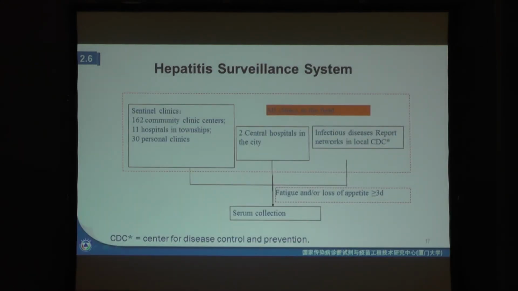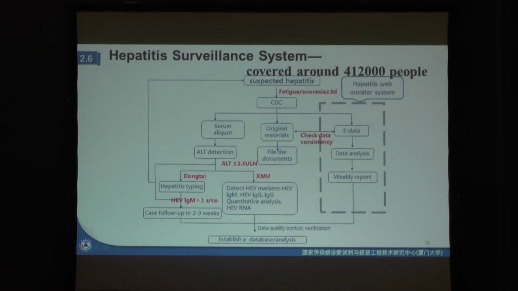And we have set up a sensitive hepatitis surveillance system in Dongtai. We have several Sentinel clinics: 162 community clinic centers, 11 township hospitals, and some 30 personal clinics. We also have 2 central hospitals in Dongtai city. All the doctors in these Sentinel clinics were trained. Villagers who were fatigued or had loss of appetite for more than 3 days were requested to take blood. Those were called suspected hepatitis cases.